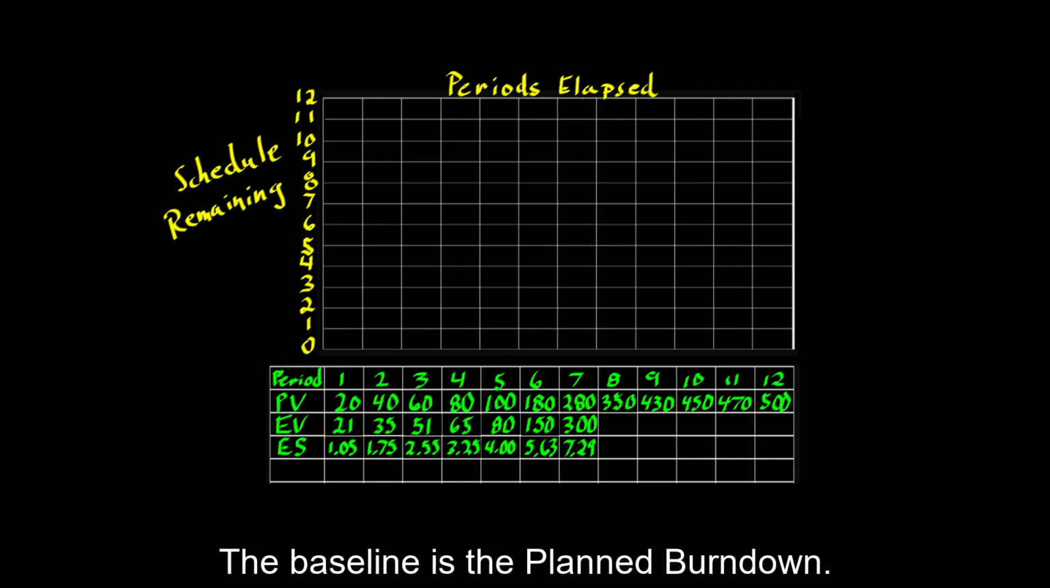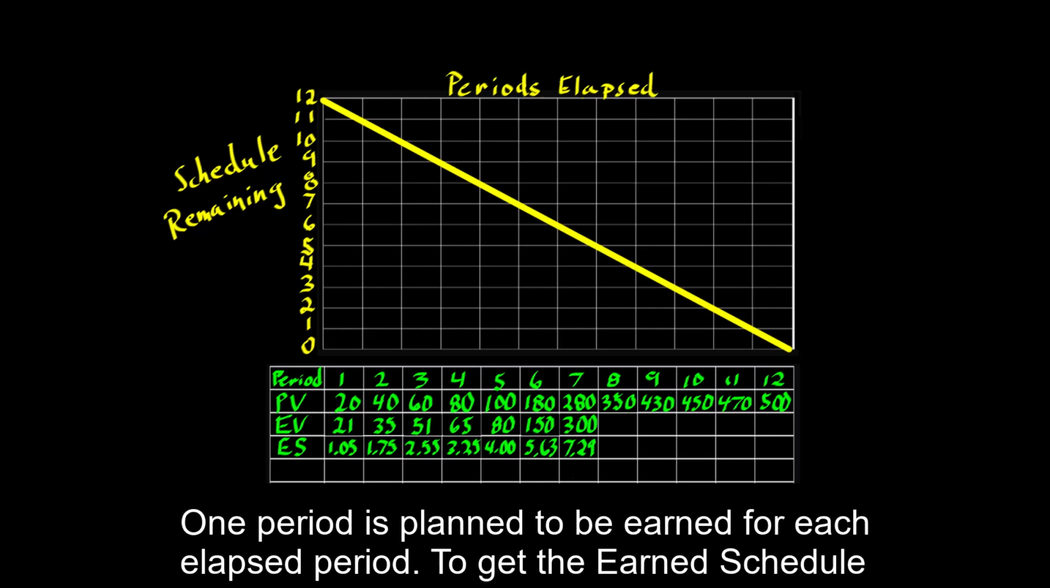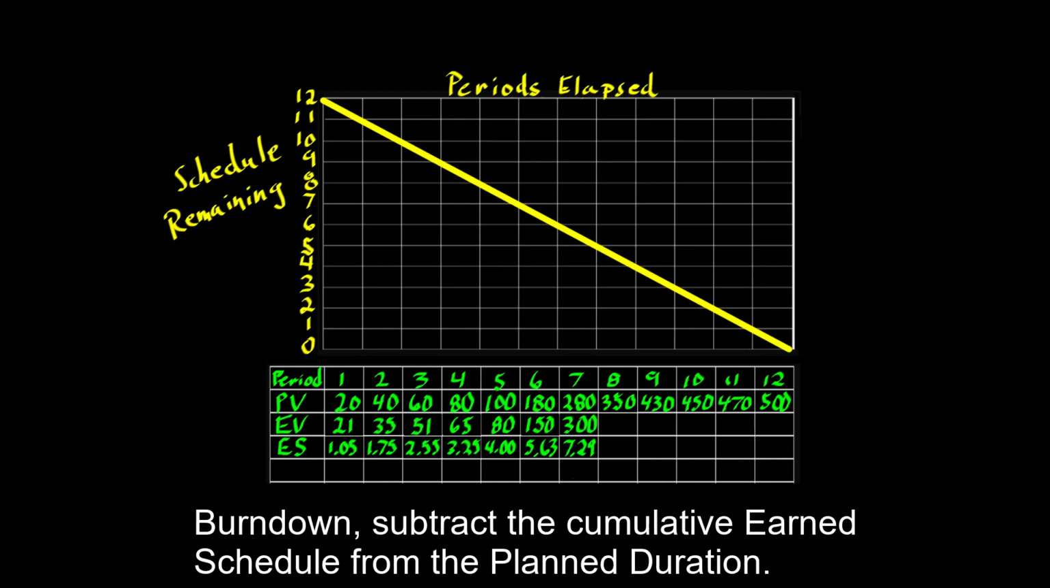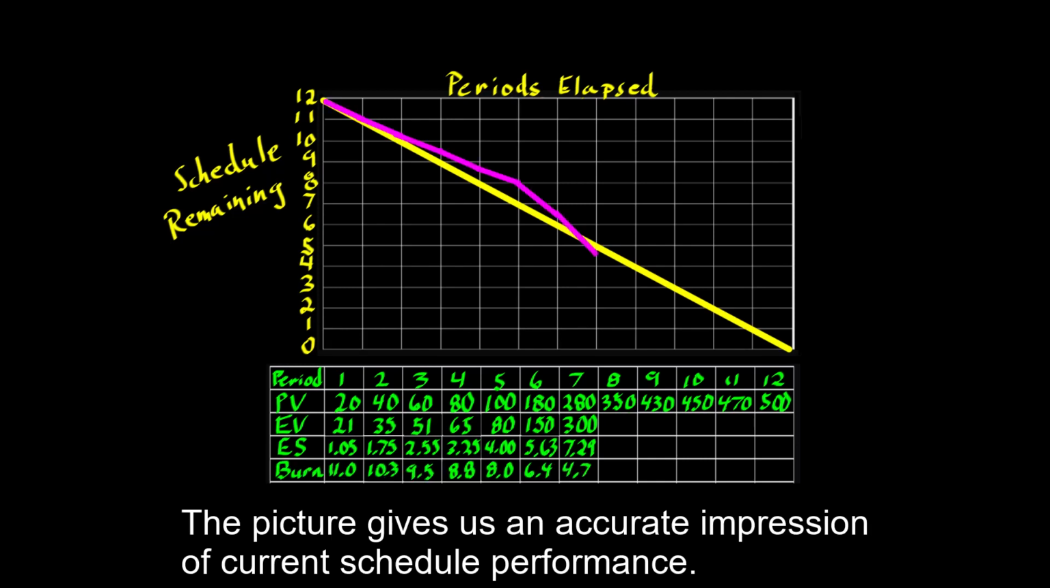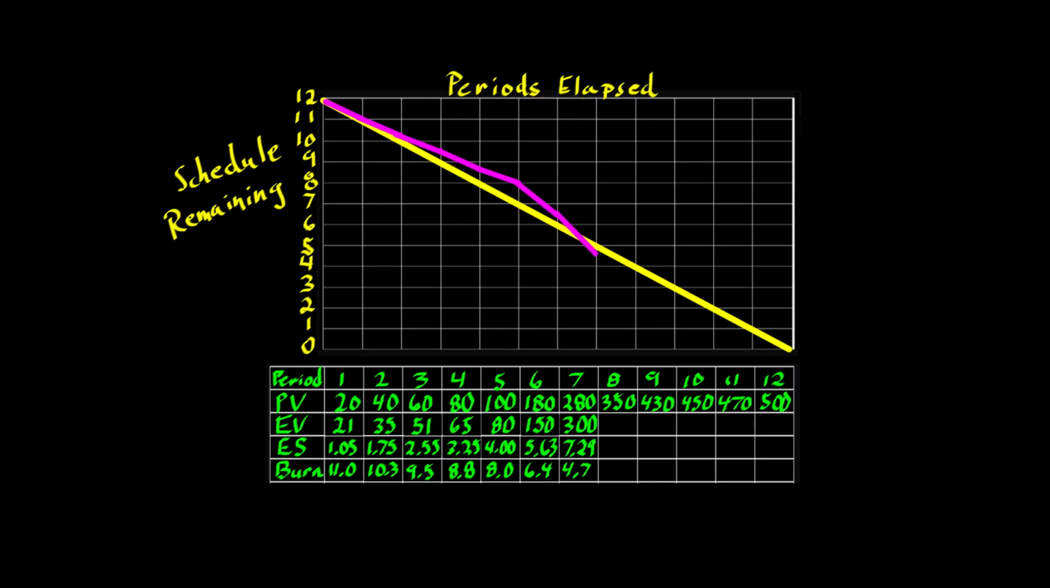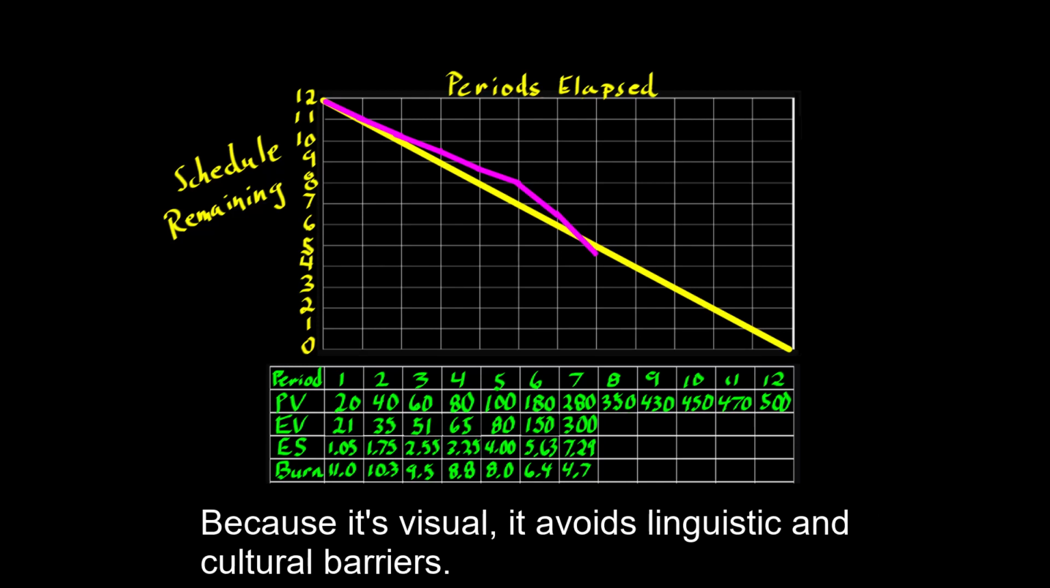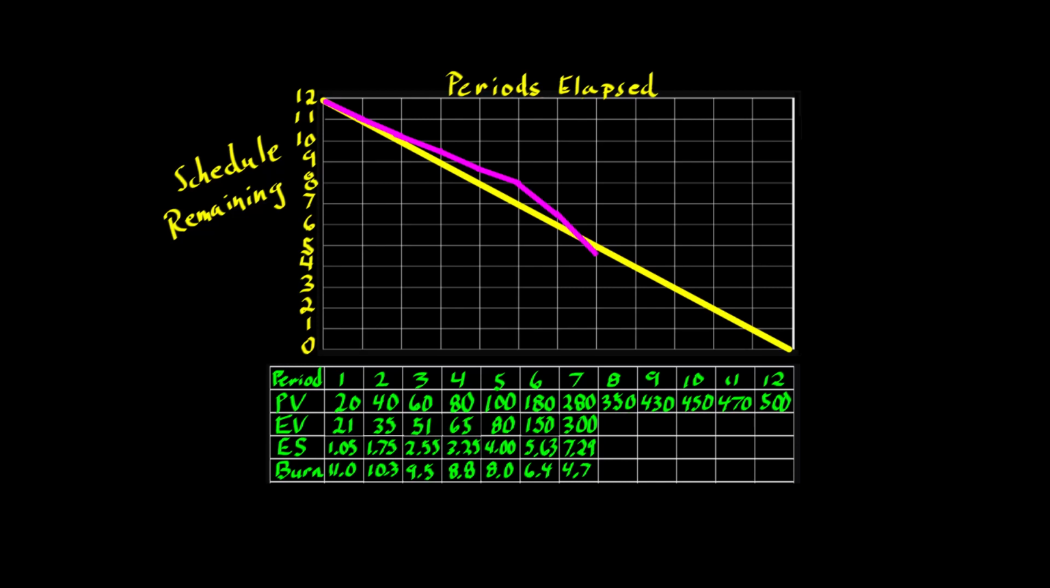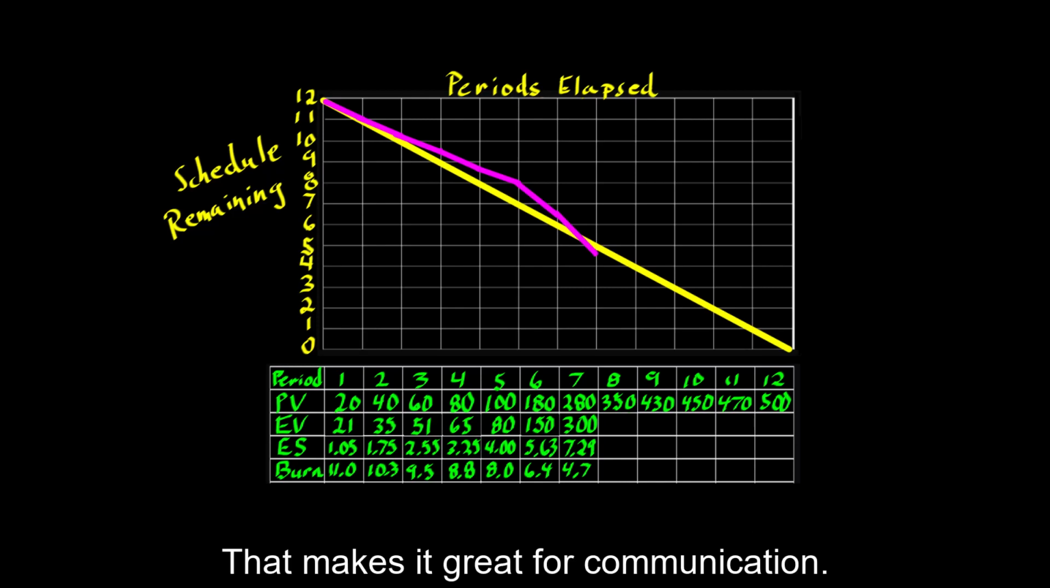The baseline is the planned burn-down. One period is planned to be earned for each elapsed period. To get the earn schedule burn-down, subtract the cumulative earn schedule from the planned duration. The picture gives us an accurate impression of current schedule performance. Because it's visual, it avoids linguistic and cultural barriers. That makes it great for communication.